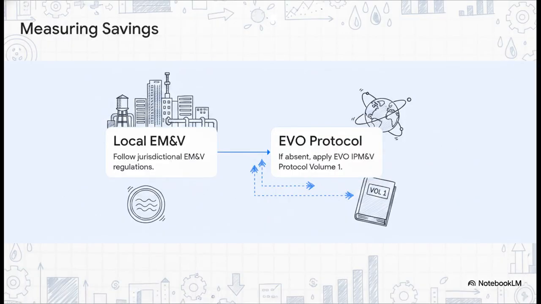To calculate all these savings without things turning into the Wild West, there is a very clear hierarchy of rules you have to follow. First, you always defer to your local EM&V. That's evaluation, measurement, and verification regulations. But if your market doesn't happen to have those local rules, you aren't off the hook. You then fall back to the international EVO IPMVP protocol, specifically Volume 1. I know, it sounds like a total mouthful of alphabet soup, but following this strict hierarchy ensures total consistency and reliability in the data you're handing over to investors.